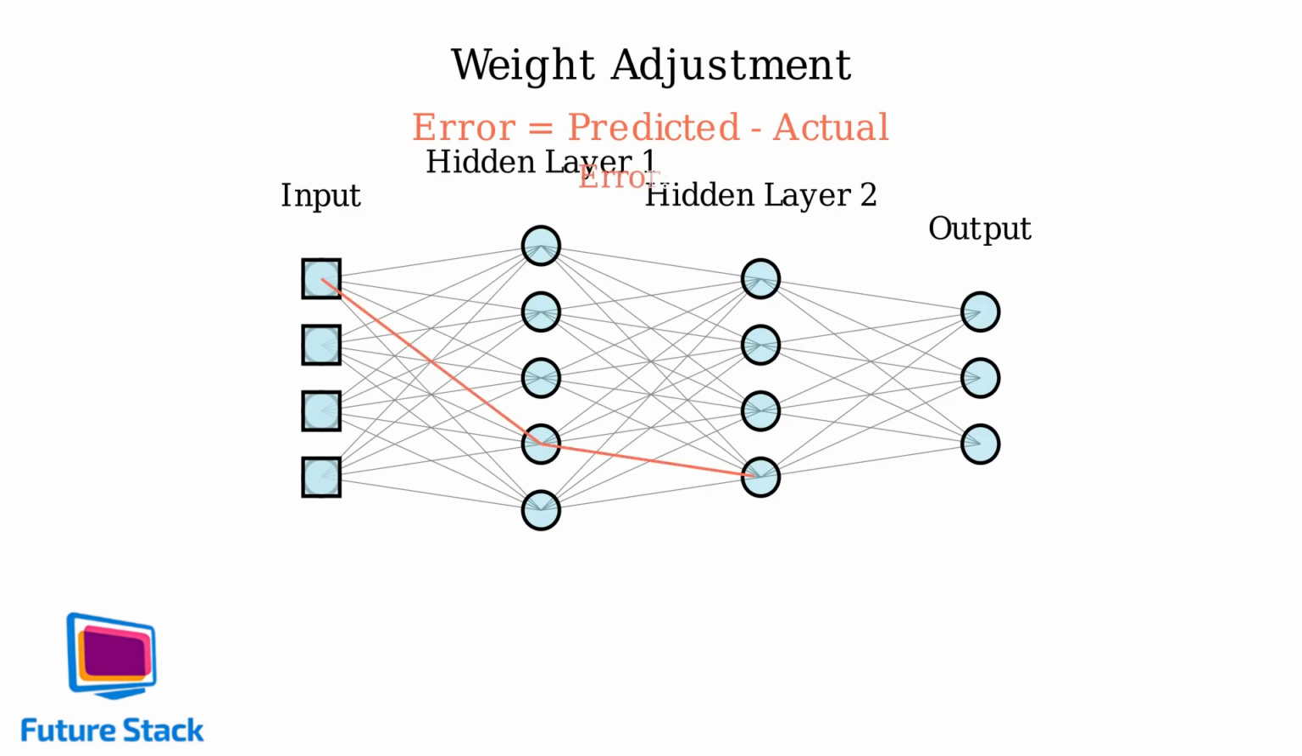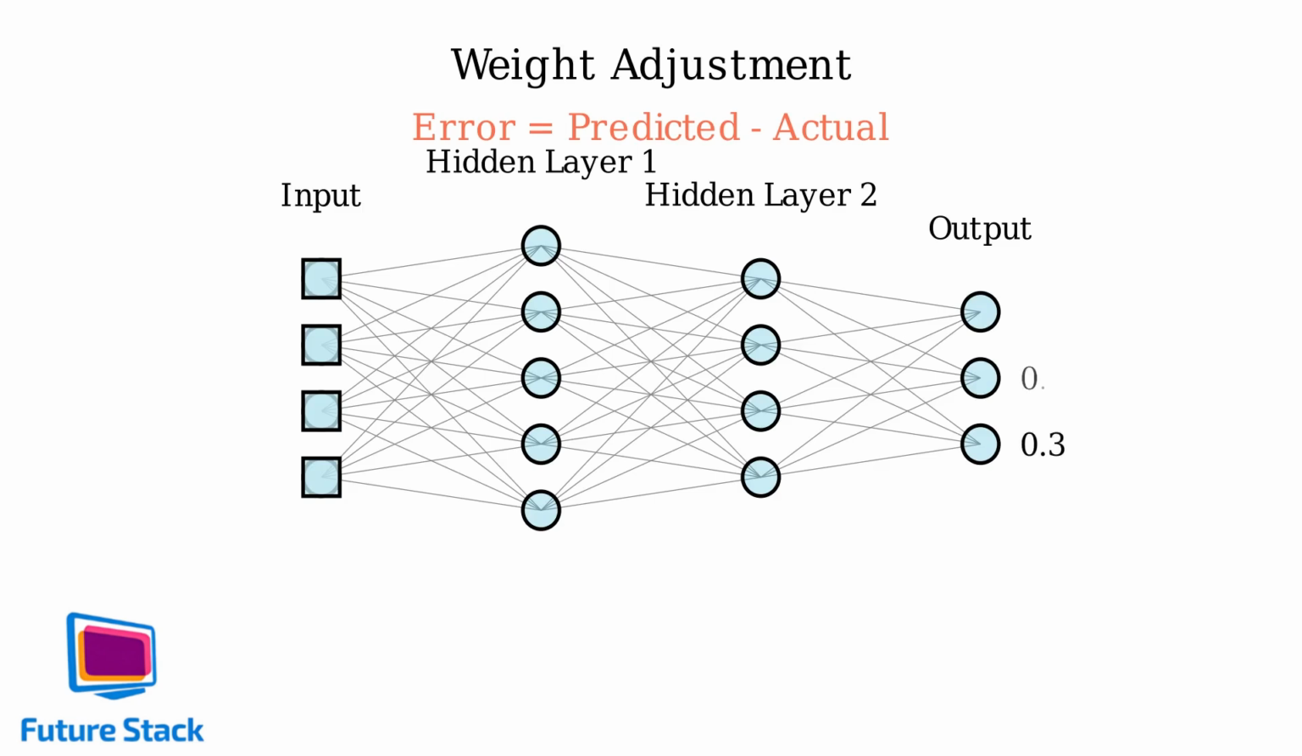As the network trains, the error decreases from 0.5, to 0.3, to 0.1 through weight adjustments.